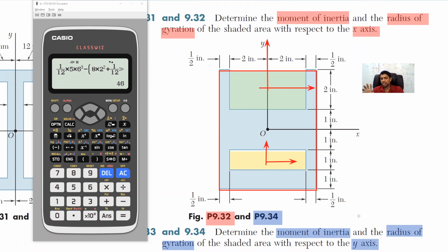If you look at the same three rectangles, the given xy coordinate system passes through the centroid of all these three rectangles, the biggest rectangle and the other two. Therefore, we can use the equation directly. For a centroidal axis, we know that it is 1 over 12 b h cubed. So we can use 1 over 12 b h cubed.